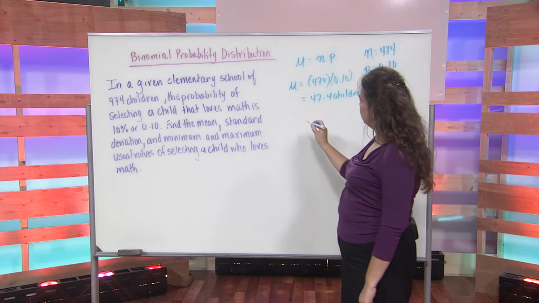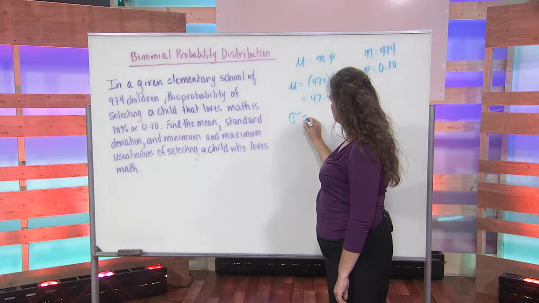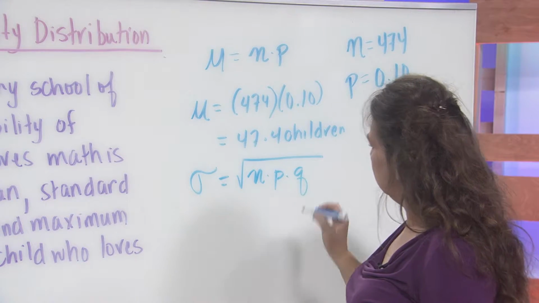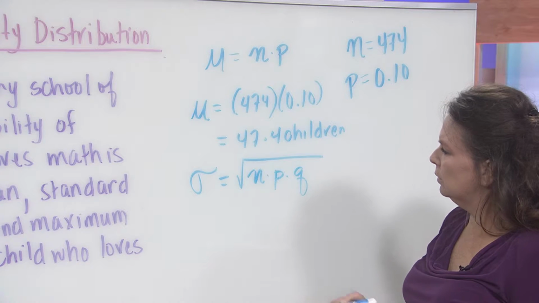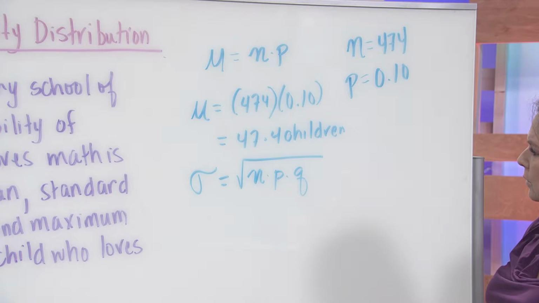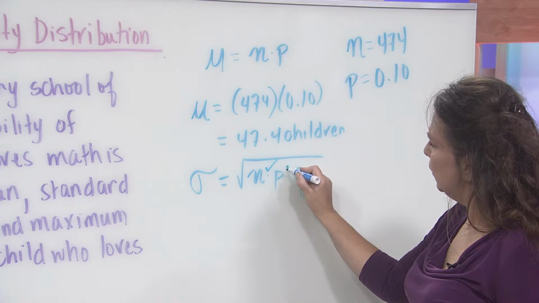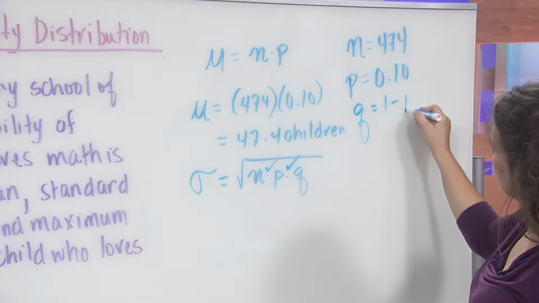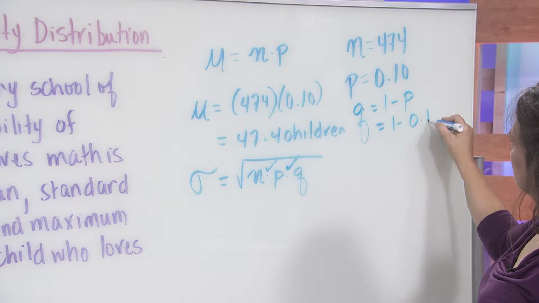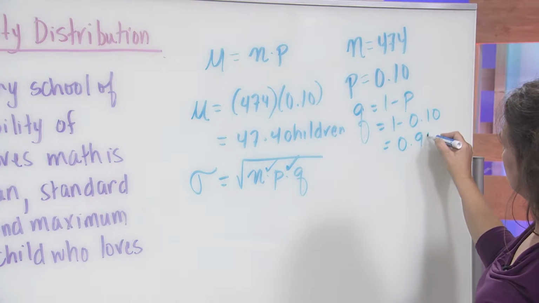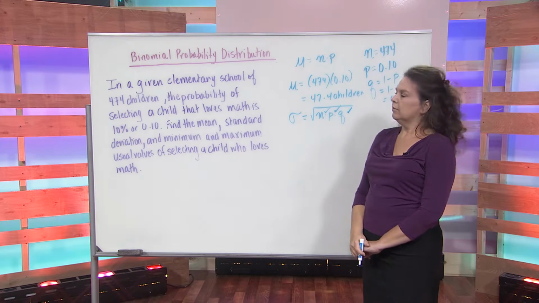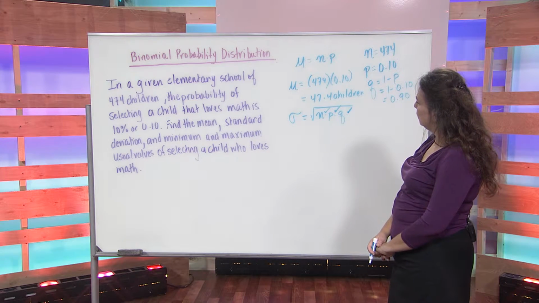Now, for the standard deviation, we're going to use the symbol sigma, and that formula is the square root of n times p times q. So the standard deviation, sigma, is equal to the square root of n times p times q. We know what our n is, and we know what our p is. We just need to figure out what our q is. In order to find our q, we take 1 minus the value of p, so that's 1 minus 0.10, or 0.90. So now we have all three of those pieces of information, and we're able to plug it into our formula and then use our calculator to find those values.